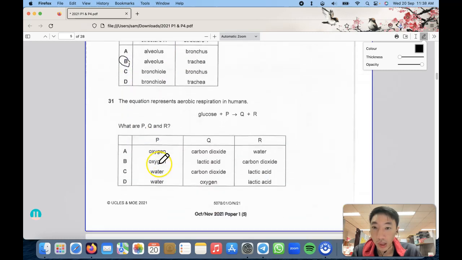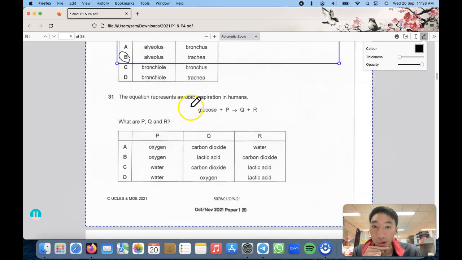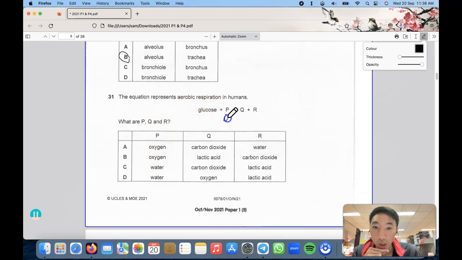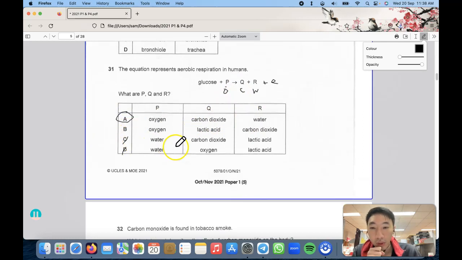Then question 31. The equation represents aerobic respiration in humans: glucose plus oxygen to give the three things. Actually there's one more thing, energy. But there's carbon dioxide, there's water, and there's energy. So P is oxygen, so not these two. Then Q must be either carbon dioxide or water. So Q is carbon dioxide, and then R is water, so A. Why is it not this one? Because it's not lactic acid. Lactic acid is only produced during anaerobic respiration.